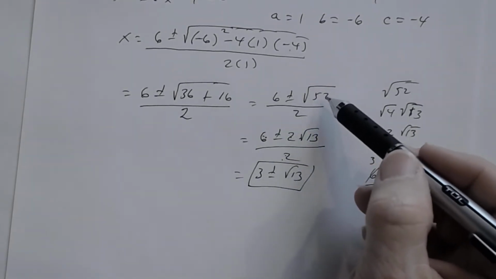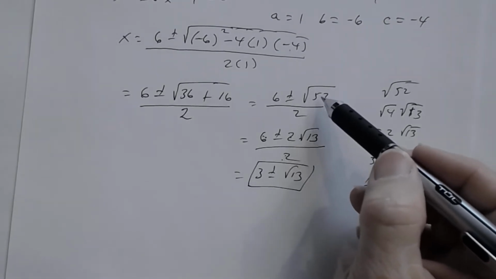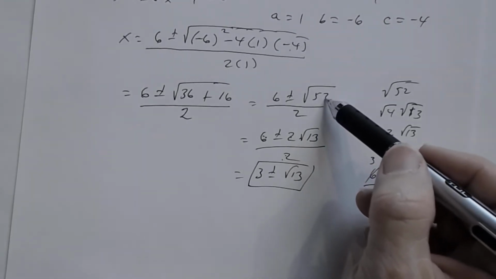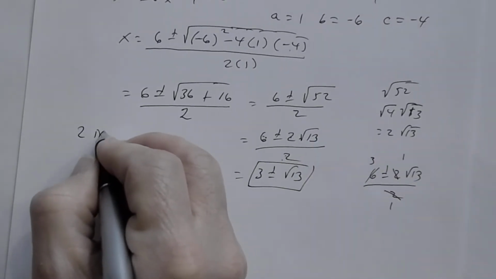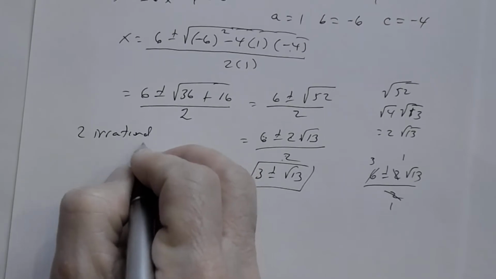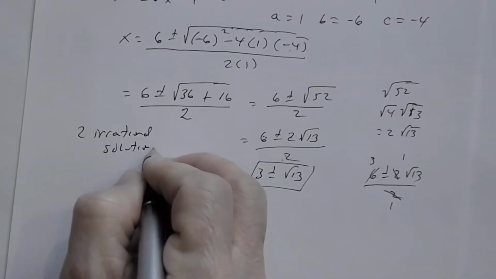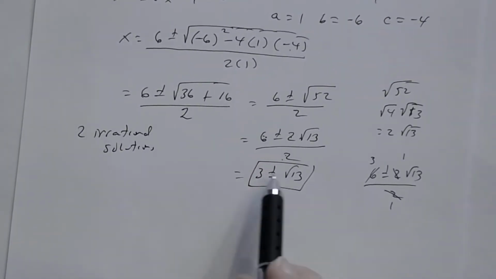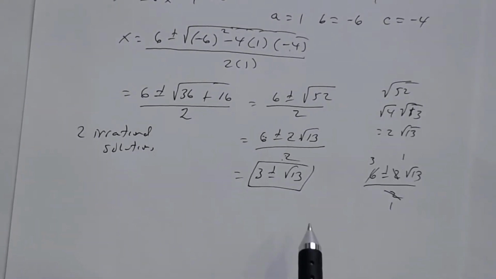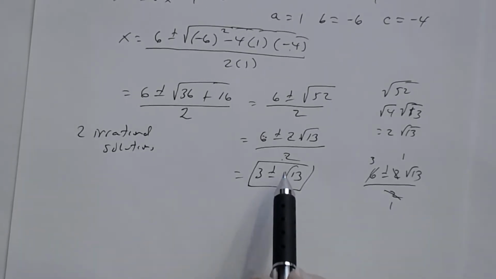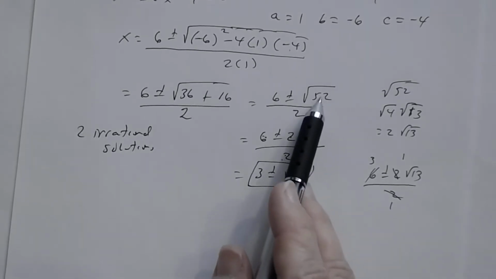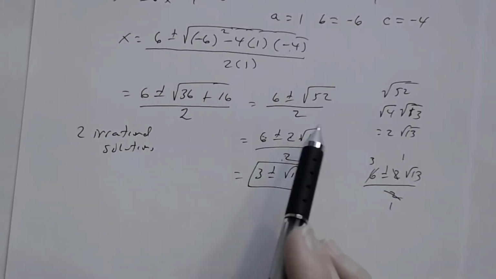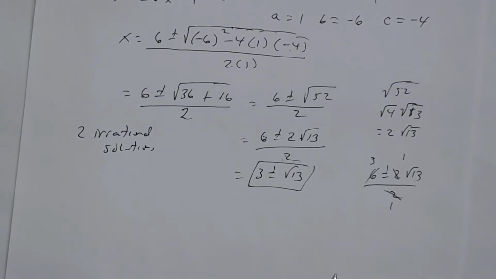Now remember, in the previous lesson we were talking about the discriminant. See how the discriminant is a positive number, but it's not a perfect square? That means you're going to end up with 2 irrational solutions. So basically, whenever you're left with a square root in your answer, it's going to be irrational, as long as you don't have an imaginary number. If you're not taking the square root of a negative number, then it's going to be irrational if you still have a square root symbol.